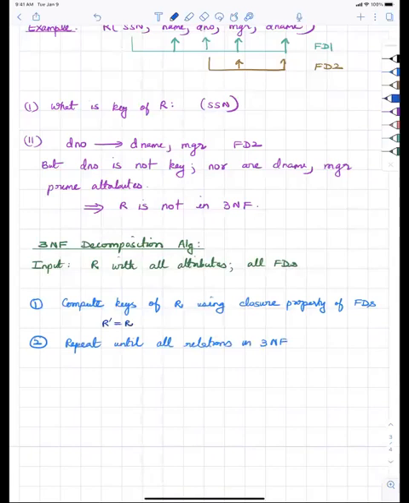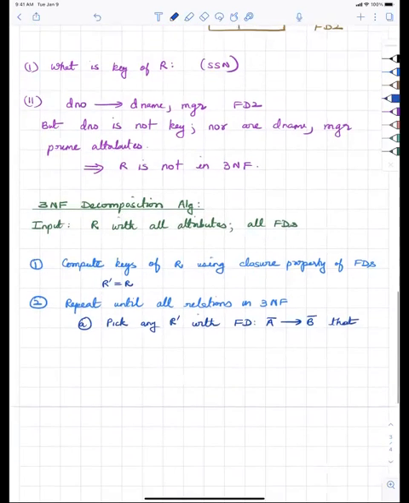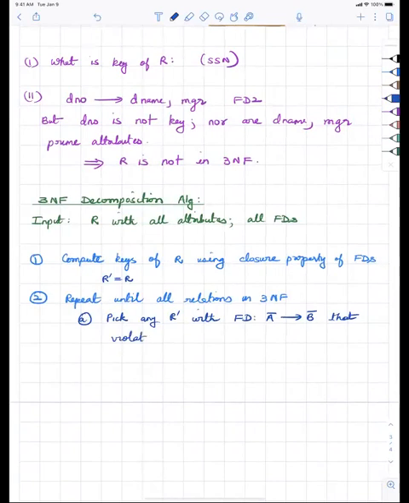Okay. So A, pick any R dash with a functional dependency A going to B that violates third normal form. So you pick any relation R dash. Initially you've set R goes to R dash. So pick any relation R dash with a functional dependency that violates third normal form. So that's not a normal form.